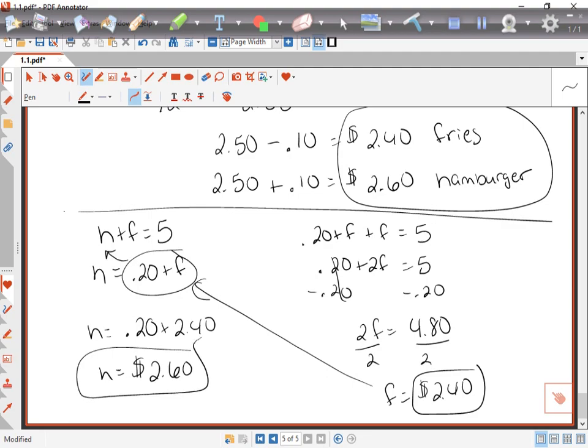Now there are other ways to solve this problem. These are not the only ways, but you should get $2.40 for fries and $2.60 for hamburgers.